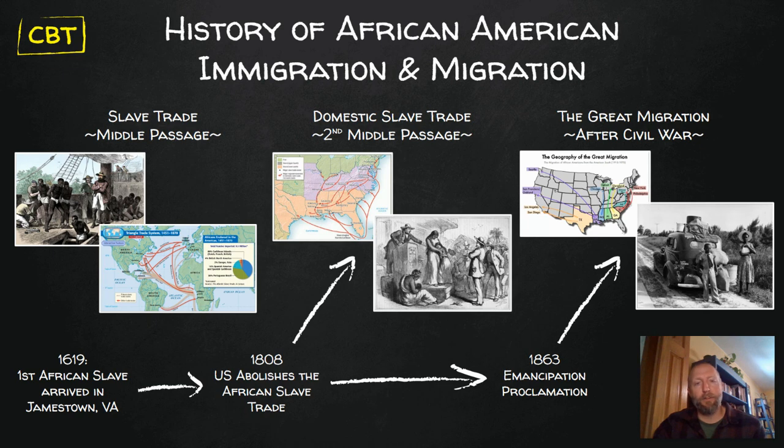In fact, the slave trade started in the 1500s with slaves coming from Africa to the New World. Specifically in America, the first African slaves showed up in Jamestown around 1619. Okay, that was the first part of the forced immigration to America. This is called the Middle Passage.